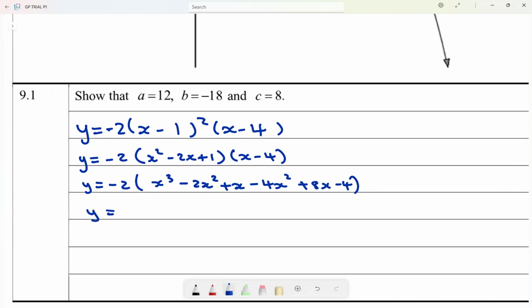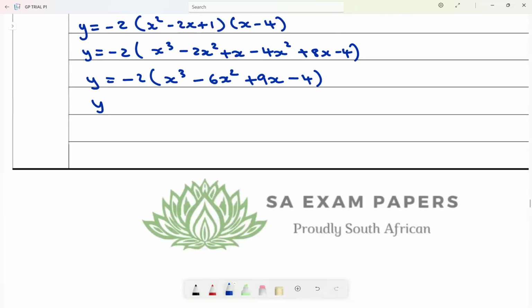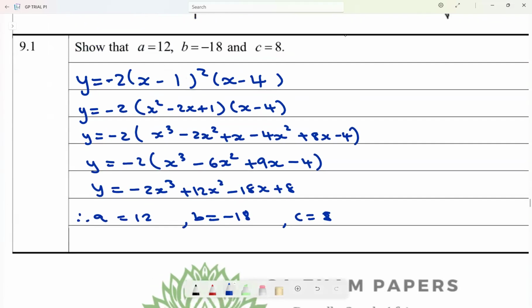And then let's start collecting the like terms. Negative x squared, negative 2x squared minus 4x squared, negative 6x squared. Negative x plus 8x, it is 9x minus 4. And then now y is equal to negative 2x cubed plus 12x squared minus 18x plus 8. Therefore, the value of a that they were talking about is 12. The value of b is negative 18. And the value of c is 8. So everything is fine and beautiful.